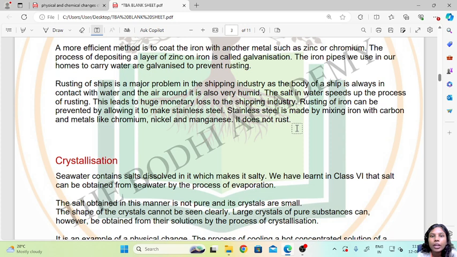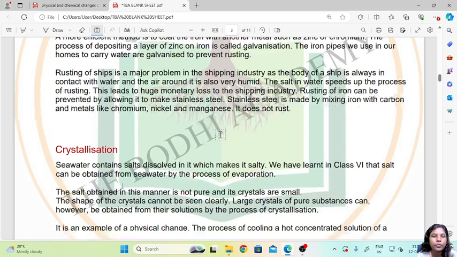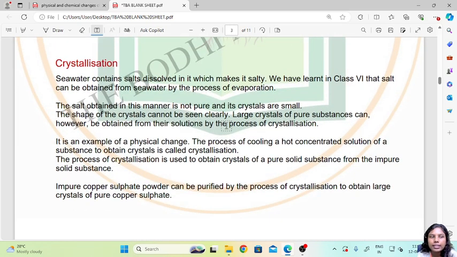Stainless steel is made by mixing iron with carbon and other metals like chromium, nickel and manganese, and these do not rust or corrode. So therefore we are moving more towards stainless steel. Now next we have crystallization.